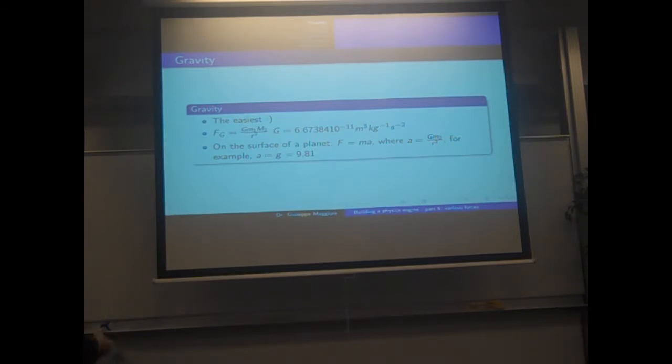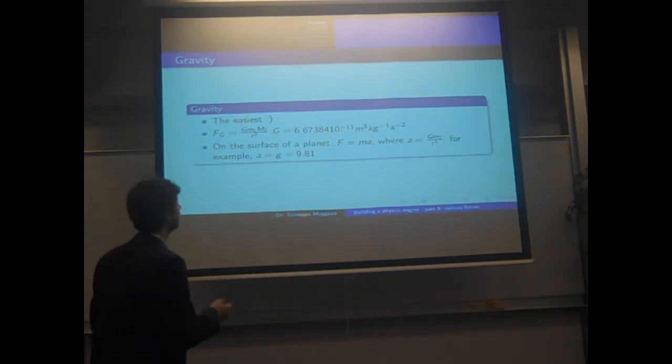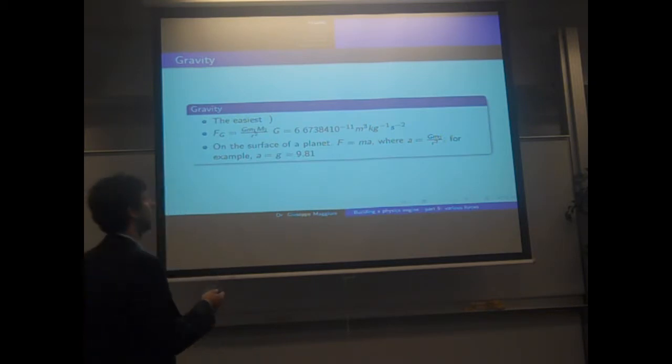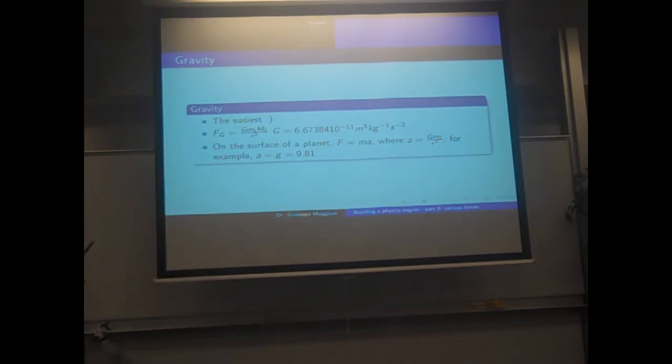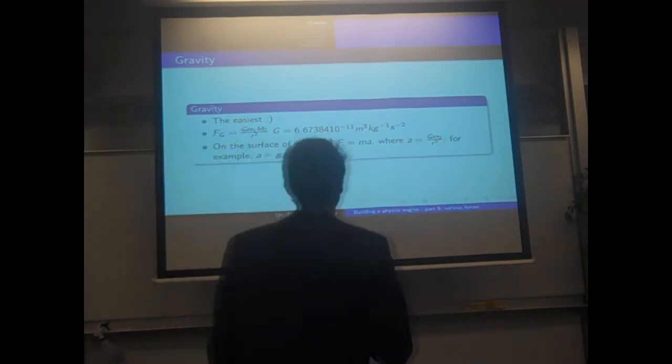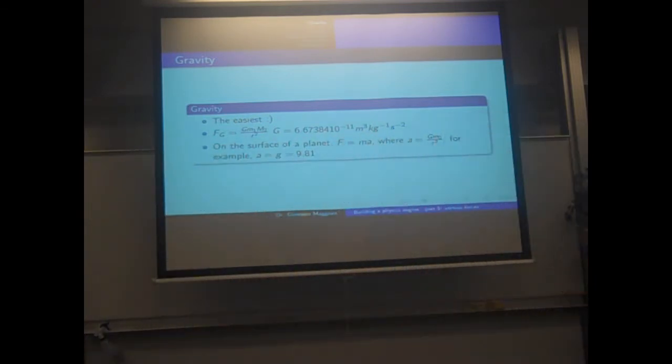If you're working on the surface of a planet, then force is simply equal to M times A, where A is the local gravitational constant on the surface of the planet. A is computed as the gravitational constant times the mass of the planet divided by the squared radius of the planet, because the radius is constant and the mass of the planet is constant.